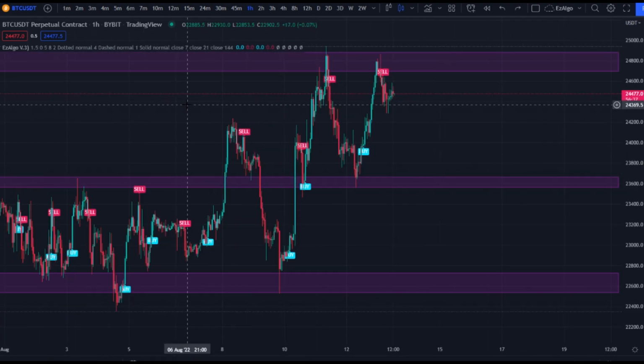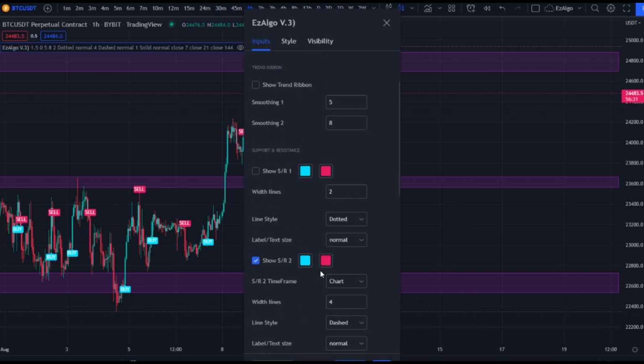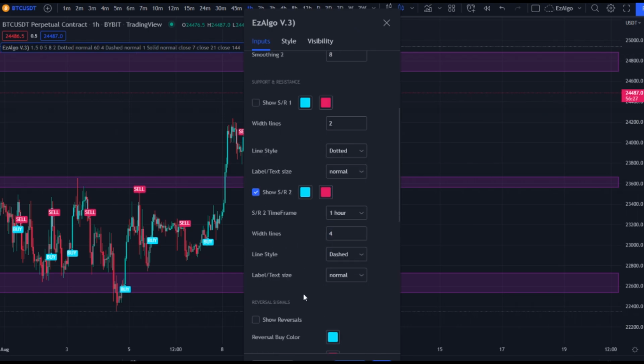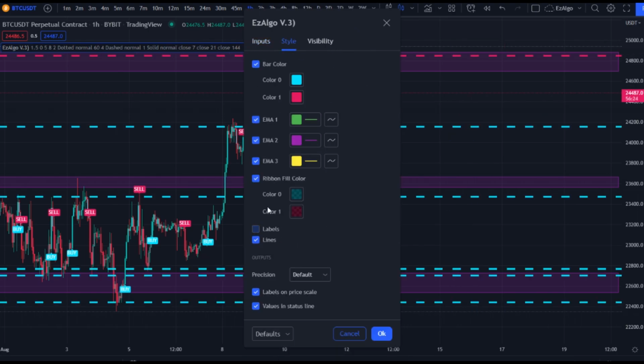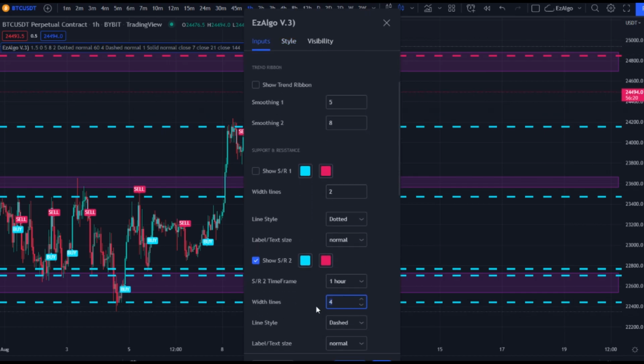Now, how do we use EzAlgo support and resistance levels in confluence with these zones that we drew out? Well, we're going to turn on SR2 and set it to the 1 hour time frame. We're also going to remove the labels because that's a little bit annoying. And we'll change the width to 2 just to clear some things up and change it to a dotted line. So this looks pretty nice.